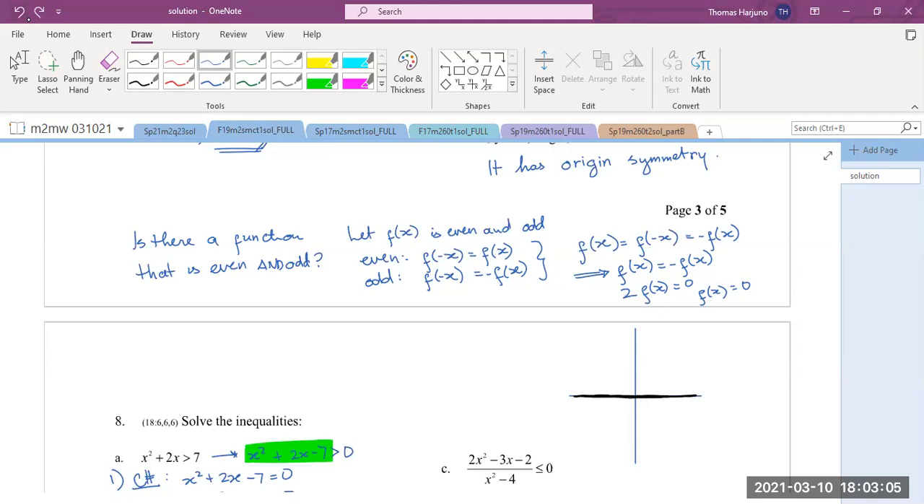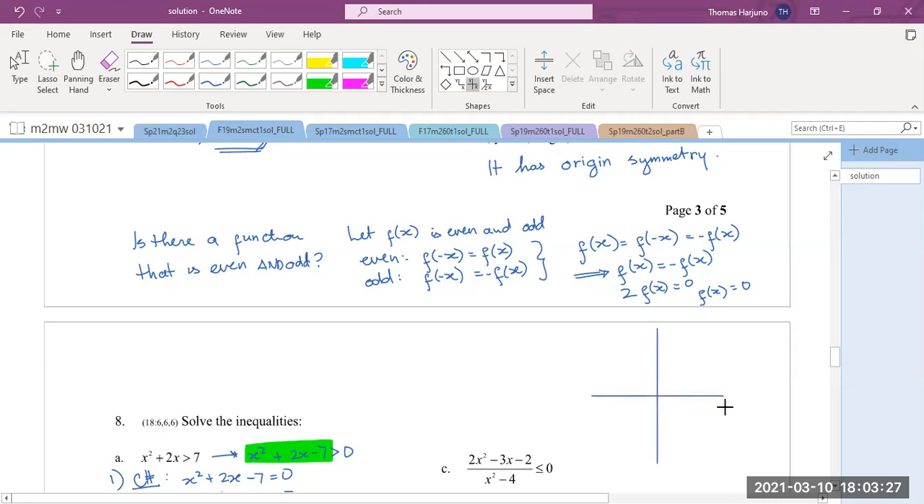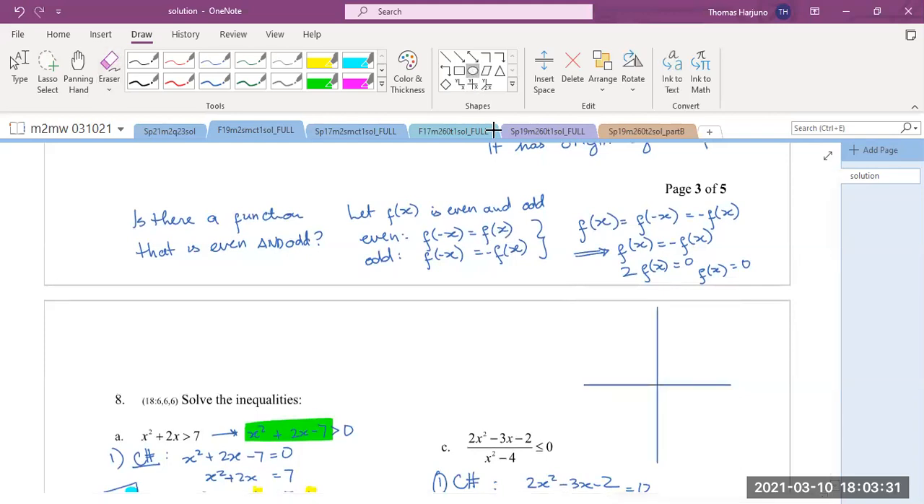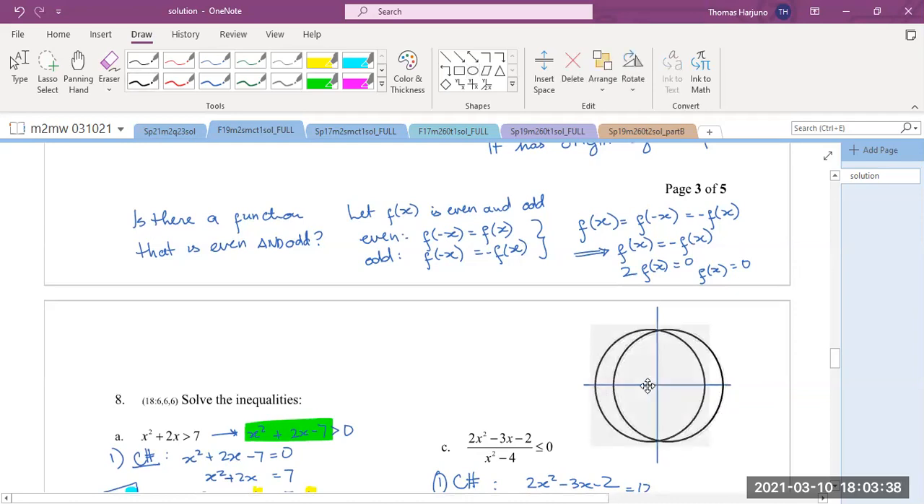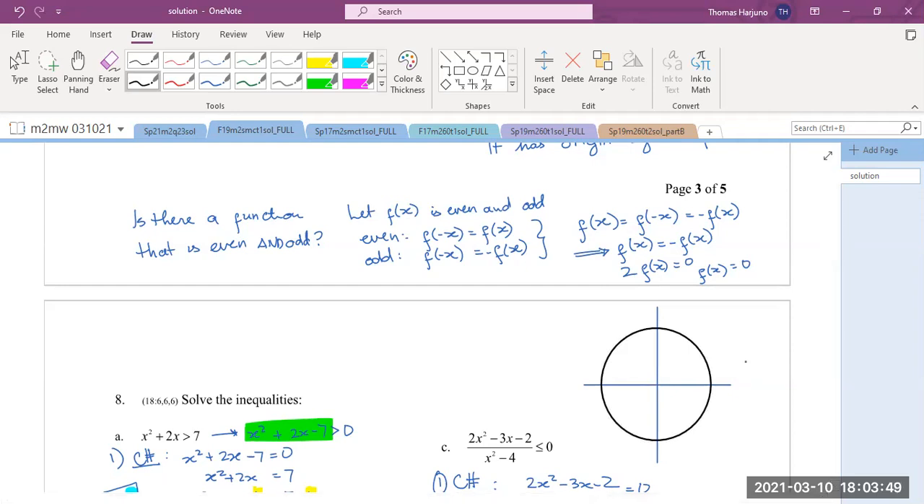Of course, when we go further later on into chapter three or chapter four, we will see more reason why you call that even and why you call that odd. Now, sometime in the past, somebody asked me this question: Thomas, when you say even or odd, which means it has origin and y-axis symmetry, don't you think a circle centered at the origin actually has those symmetries? A circle has y-axis symmetry, it also has origin symmetry, right? But then why don't you find this as your solution?